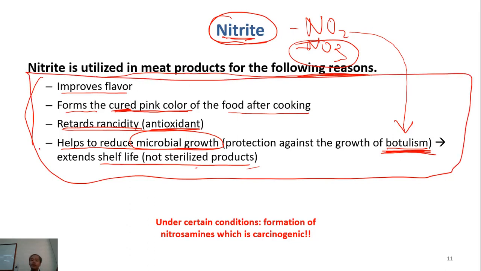However, what do you need to care about? Under certain conditions, if we use more nitrite than enough, and you do not control the processing very well, the further processing at home, there may be a risk of formation of nitrosamines, a component in cured meat products, which is carcinogenic. It's proven. This may cause cancer. Okay, we will discuss nitrosamine in some next slide.